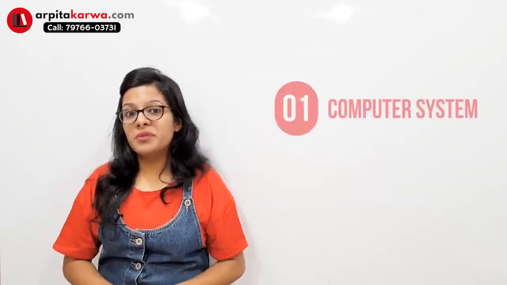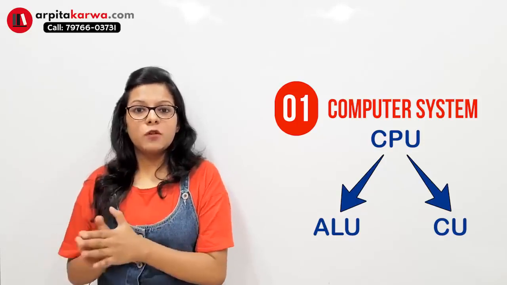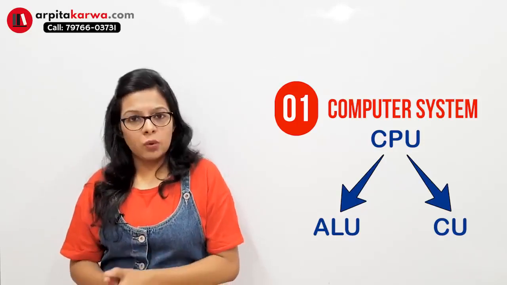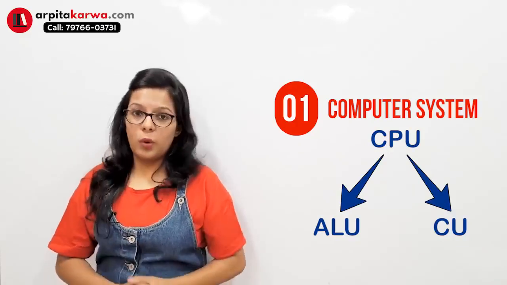So let's start from the basics. The first important component of computers and IT is knowing about the computer system. Computers consist of the CPU, which is the Central Processing Unit. It comprises two things, ALU and CU. ALU is the Arithmetic Logical Unit and CU is the Control Unit.